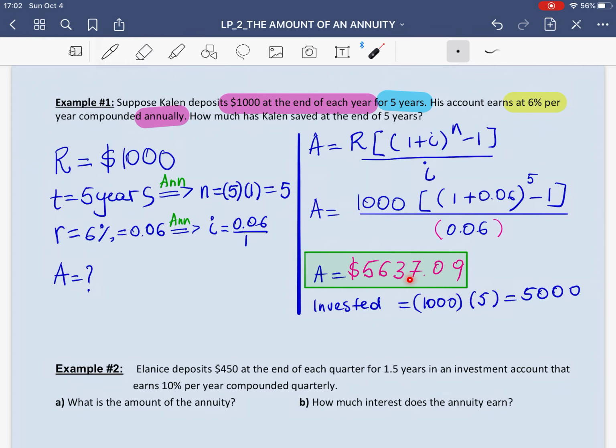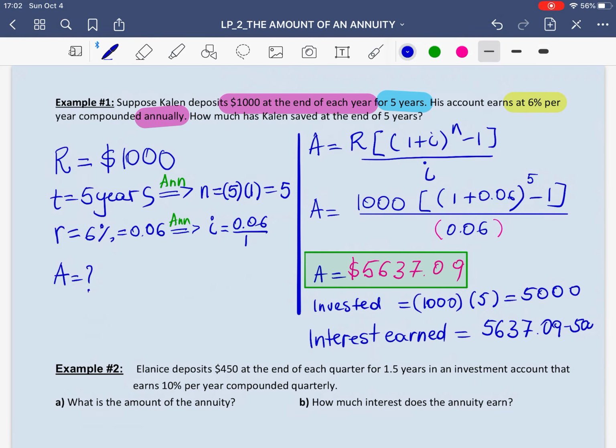Well, he accumulated 5,637. So at the end, he got more than what he invested. And where did this come from, this more? So the difference, it came from the interest earned. So if you want to take the problem further, you're going to say the interest earned is 5,637.09, take away 5,000, and that will amount to $637.09.